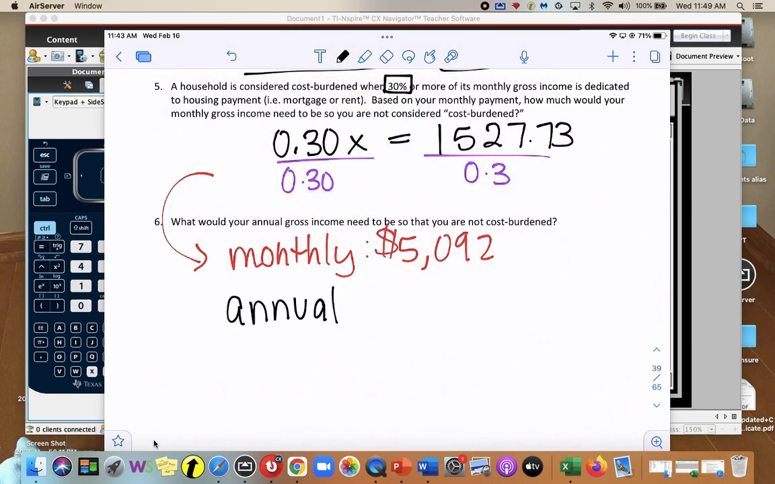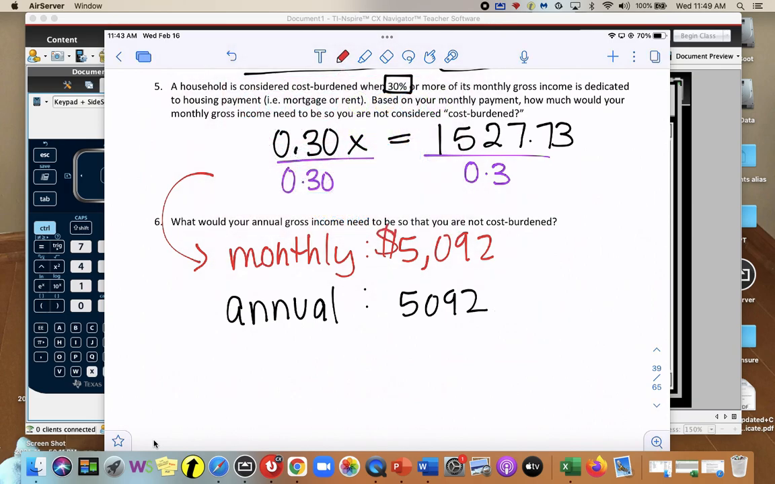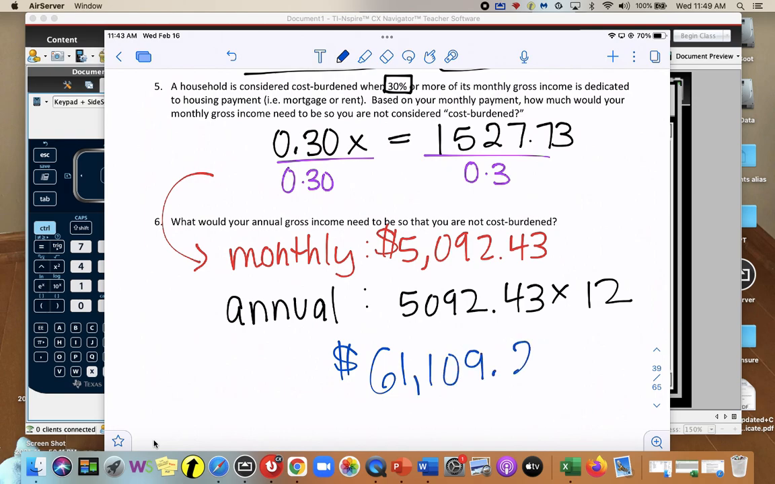Well, we're going to multiply our 5,092 times 12, and I guess I should have put the 0.43. Should we be more specific? I guess we can do that. So this was 0.43. So let's multiply that by 12 for annual, and if we do that, our annual salary needs to be about $61,109.20.